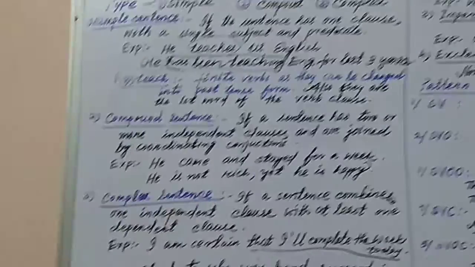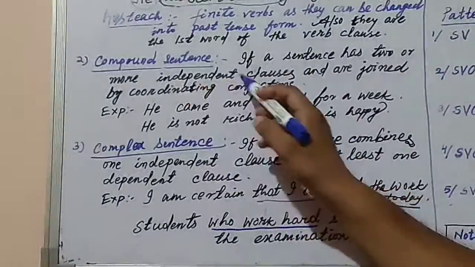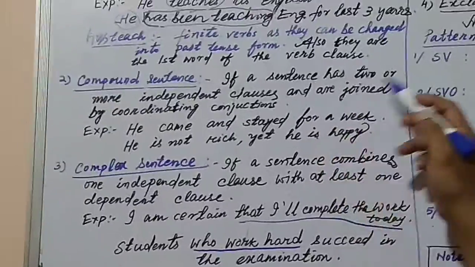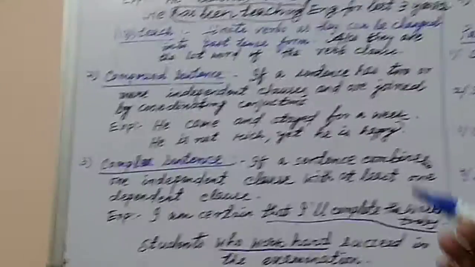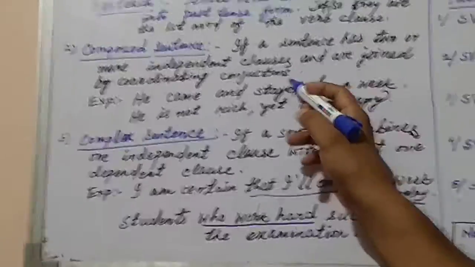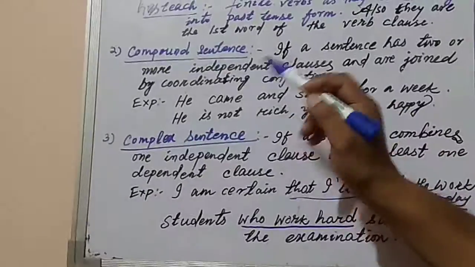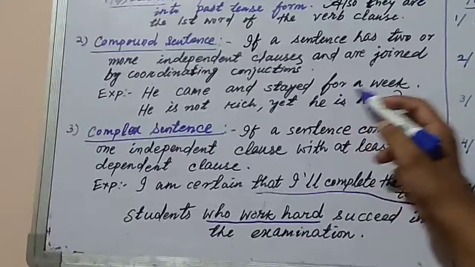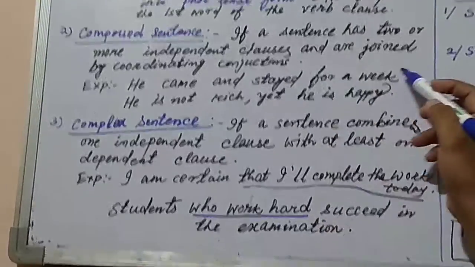Okay, now let us discuss what a compound sentence is. A compound sentence has two or more independent clauses joined by coordinating conjunctions. That means there is a coordinator, as well as two independent clauses. What are they? He came, it is one clause, and another is stayed for a week. Here the subject is omitted: he stayed for a week.